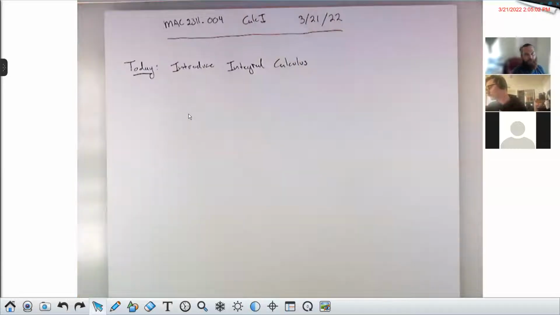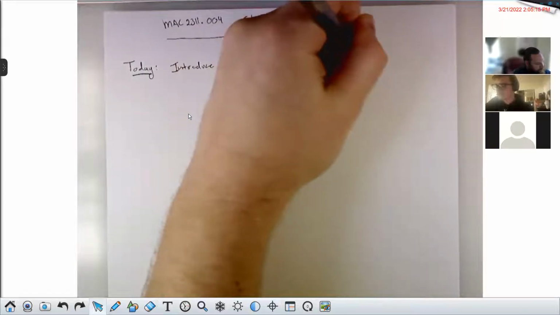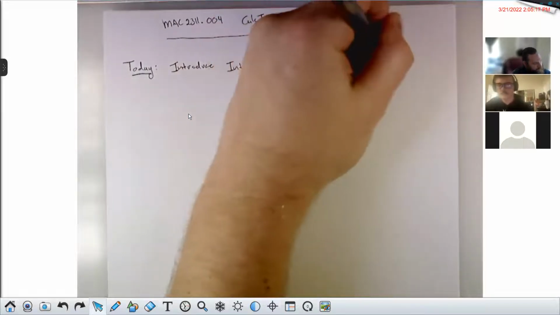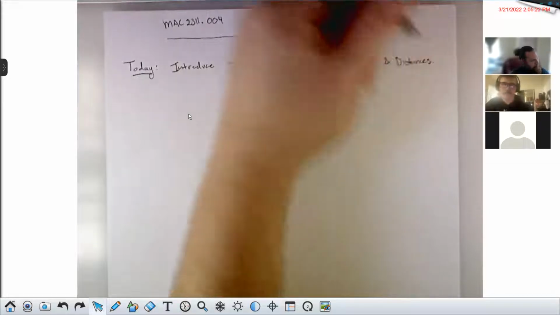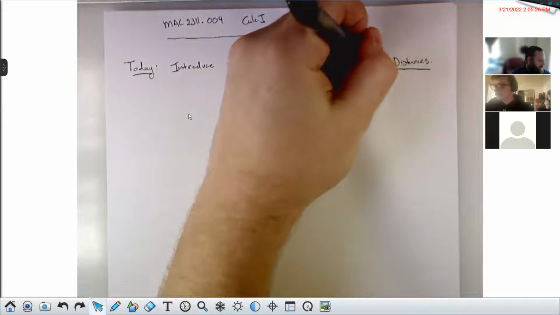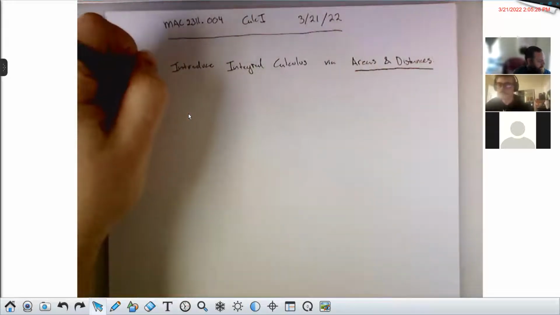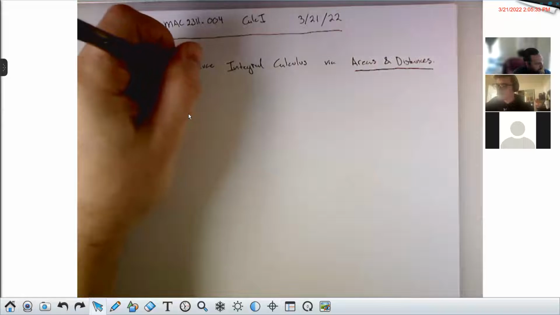You can think of calculus as being split into 2 branches. There's differential calculus and there's integral calculus. Today we meet the second half, and we're going to do this via the problem of areas and distances. That's actually the title of the section here, section 5.1.